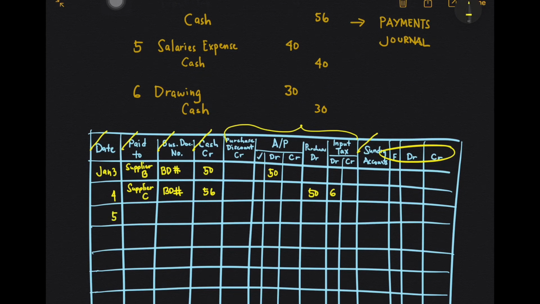Next, January 5. Since this is salaries expense, you write employees. And then write the business document together with the number. Salaries expense is not part of the columns, so you write it under sundry accounts. Salaries expense is debited by 40, so write it here, and then cash credit 40. Then finally, we have the transaction on January 6. This is for a withdrawal, so paid to owner. Write the business document together with the number. Cash is credited by 30. And then we have an account title, drawing, which is not part of the columns, so you write it under sundry accounts. And the amount is debited.